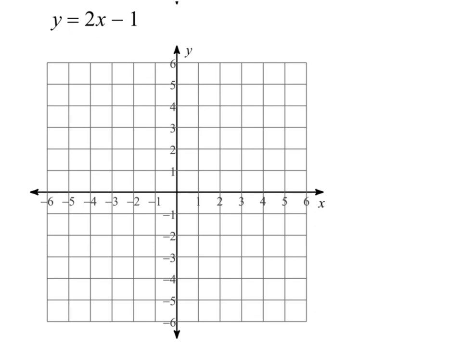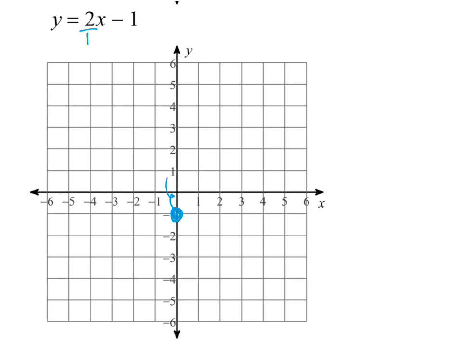Let's try another one. So this one has a y-intercept of -1. So I go to -1 on my y-axis, put a dot there, and then I have a slope here too. You may have noticed it's not a fraction, but since it's just an integer, you can put it over 1. This is going to tell me I need to go up 2, and this tells me I need to go right 1 from my y-intercept.